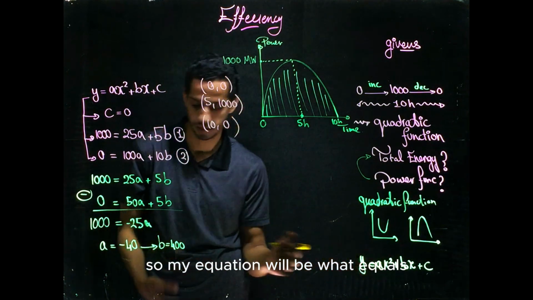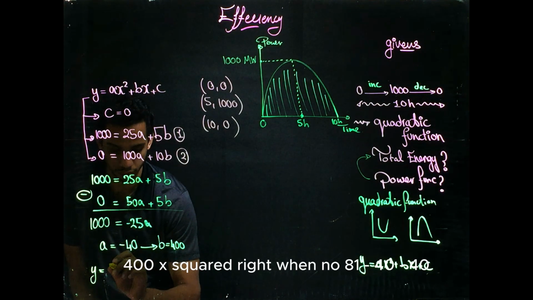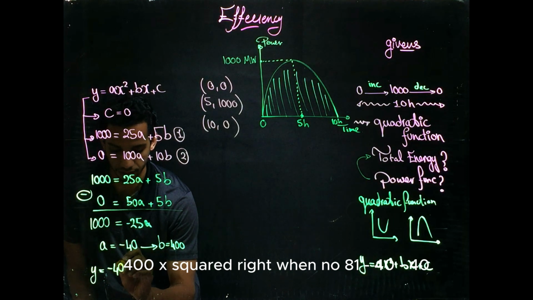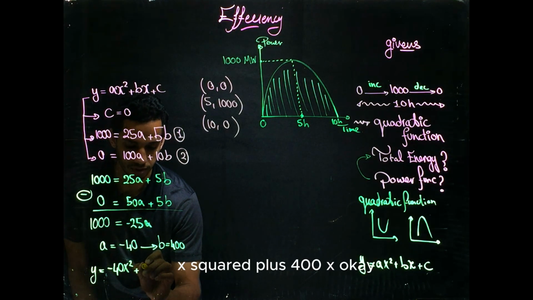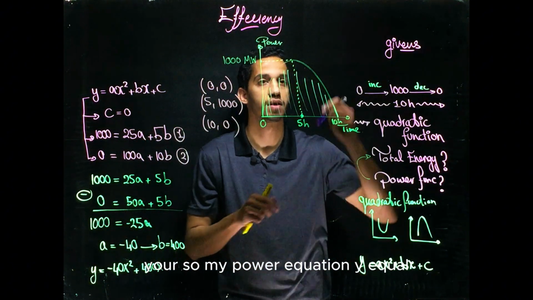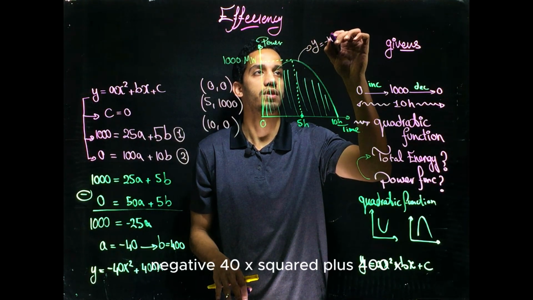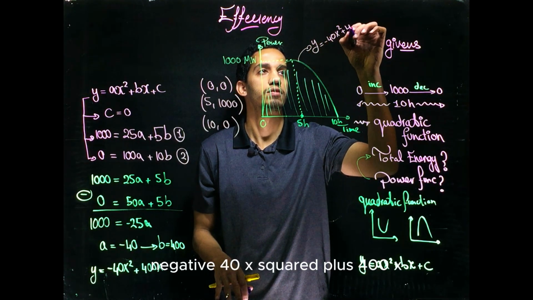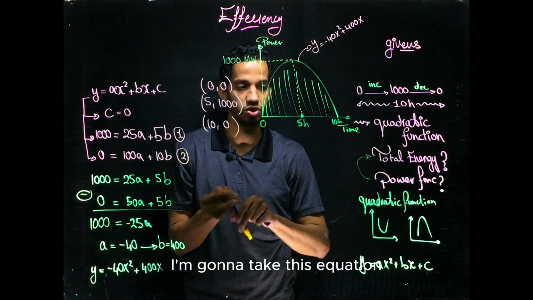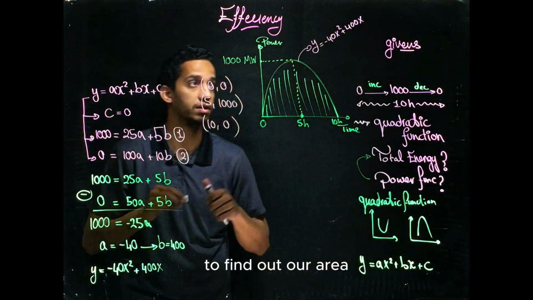So my equation will be y equals 400x squared, right? Or no, a equals negative 40. Negative 40x squared plus 400x. Okay, so my equation is y equals negative 40x squared plus 400x. Right now, I'm going to take this equation and integrate it from 0 till 10 to find out our area.